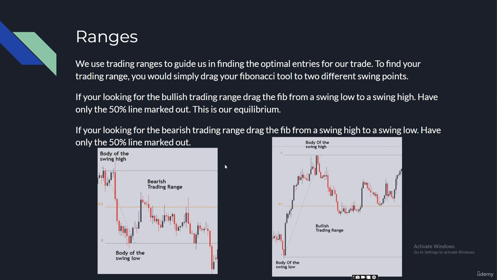And if you're looking for the bearish trading range, you would drag the fib from a swing high to a swing low, having the 50% line marked out. Same old, same old. You have the body of the swing low here and the body of the swing high. And then you'll have the 50% marked out, which is our equilibrium. And yeah, that's basically how to find the range.